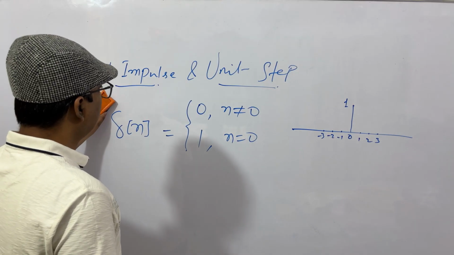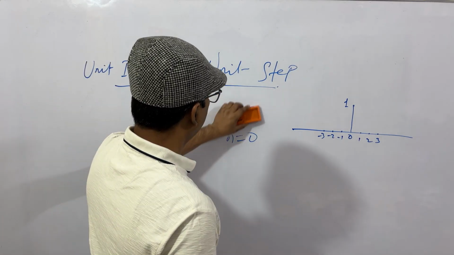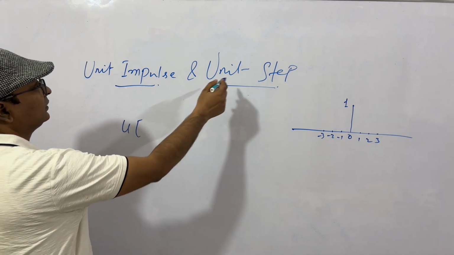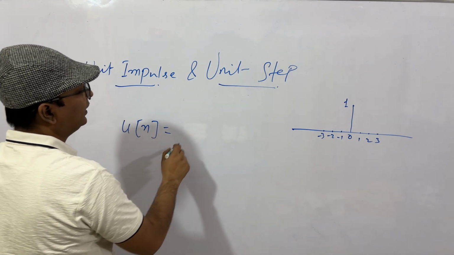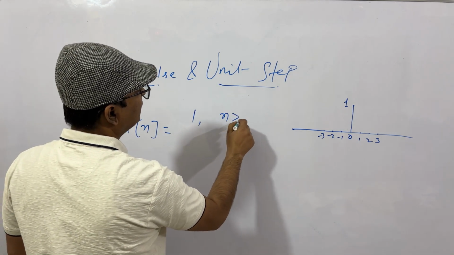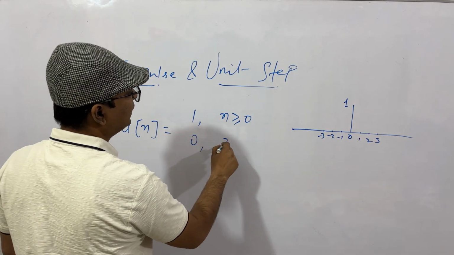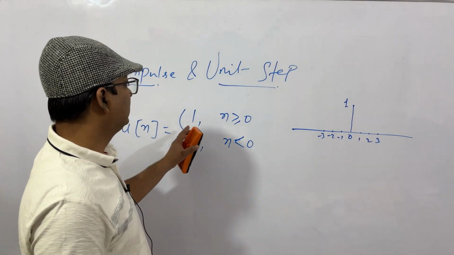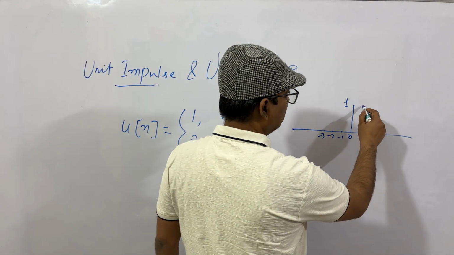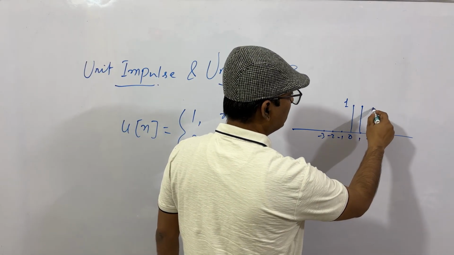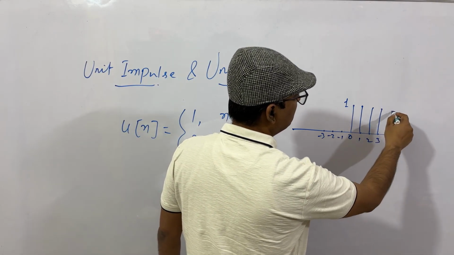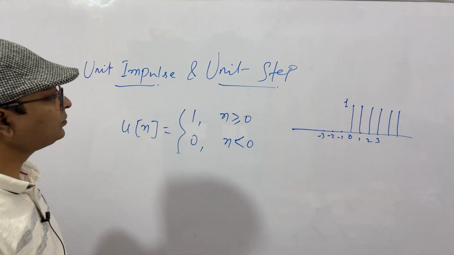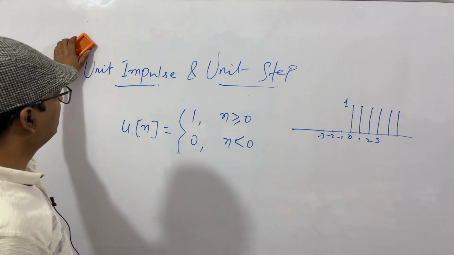Second is unit step function. This is unit impulse function, and second one is unit step function. This unit step function, its value is 1 when n is greater than or equal to 0, and its value is 0 when n is less than 0. That is, it is 1 for n greater than or equal to 0, so after this you will have 1, but below this it's 0.